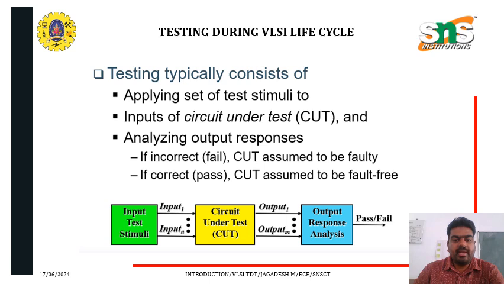Testing typically consists of applying sets of test stimuli to the inputs of the circuit under test, that is CUT, and analyzing the output responses. If incorrect, fail, the CUT is assumed to be faulty. If correct, pass, the CUT is assumed to be fault free. Input test stimuli are given to the circuit under test, then output response analysis.